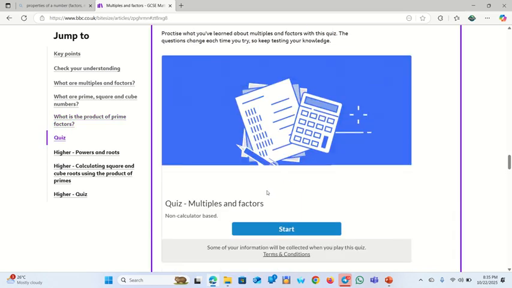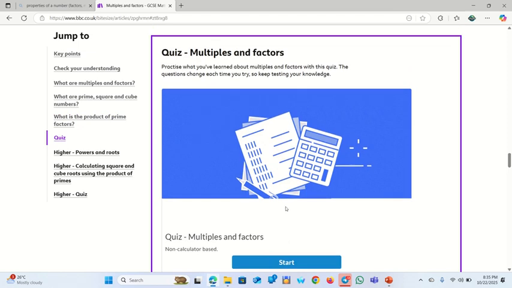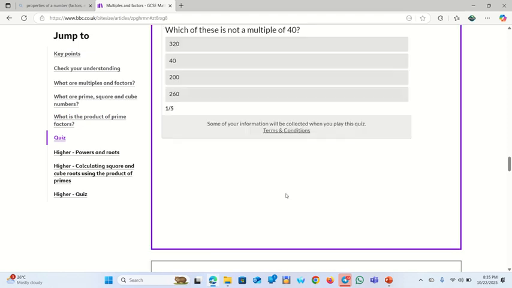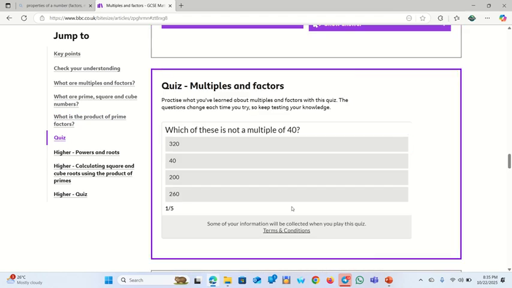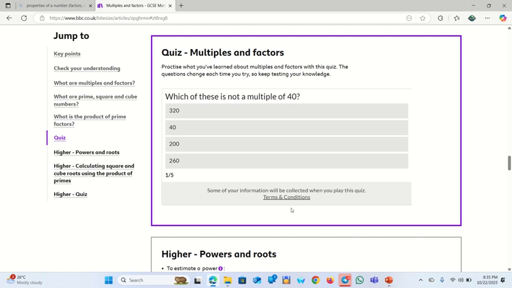Okay? Let's quickly get our quiz on multiples and factors again to replenish our brain. Let's start. The question is already on. Are you there?